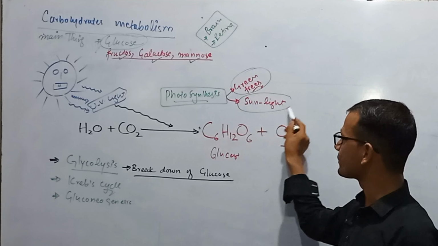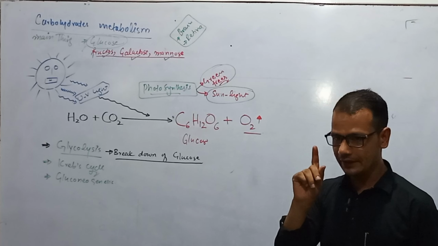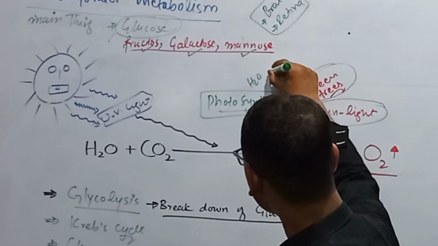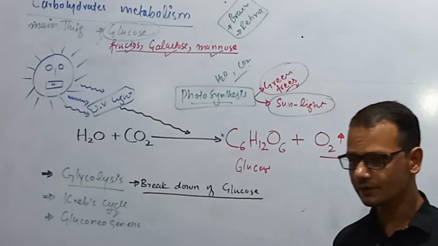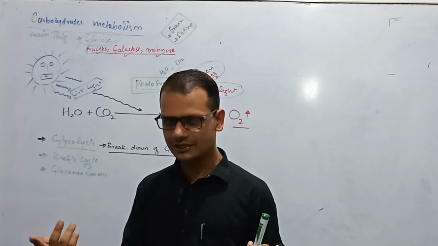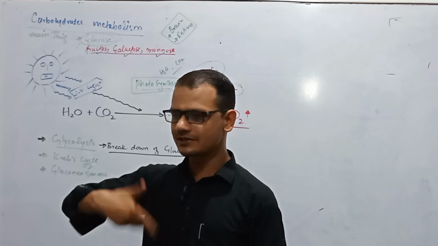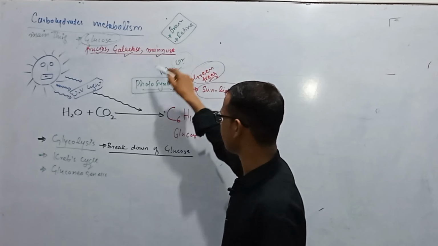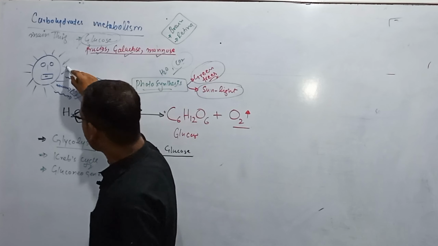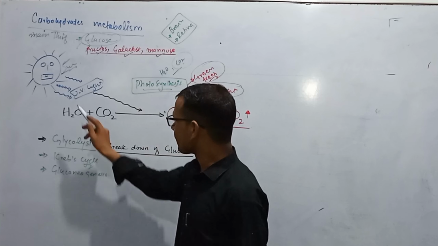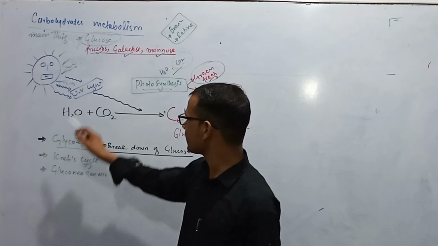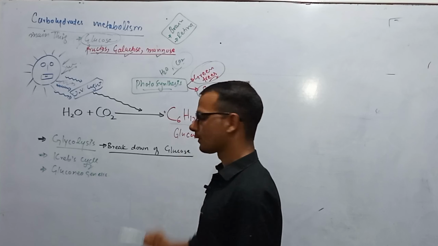In the presence of sunlight, the two substrates which are needed for photosynthesis are water and carbon dioxide. From where does this carbon dioxide come? Carbon dioxide is present in air. Also, we exhale carbon dioxide, right? So this carbon dioxide is present abundantly in air, right? This is the sun, and the sun is the main source of energy. The energy in the form of light is also a form of energy. This energy is stored in glucose.